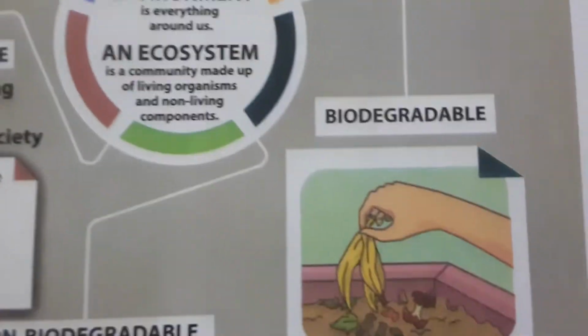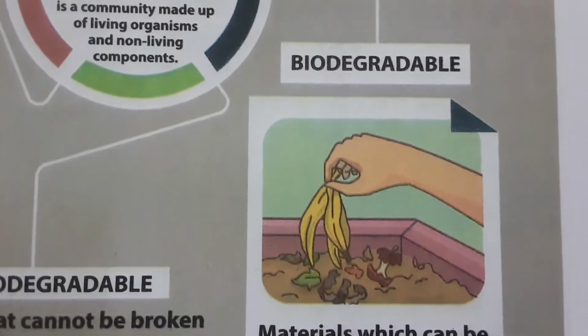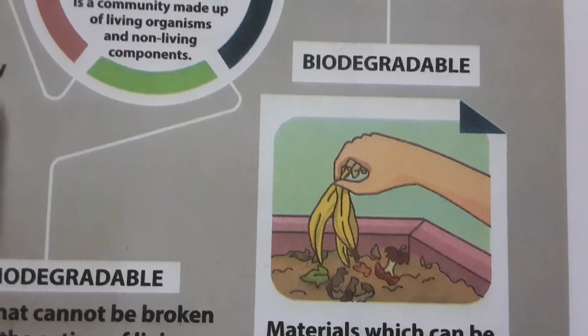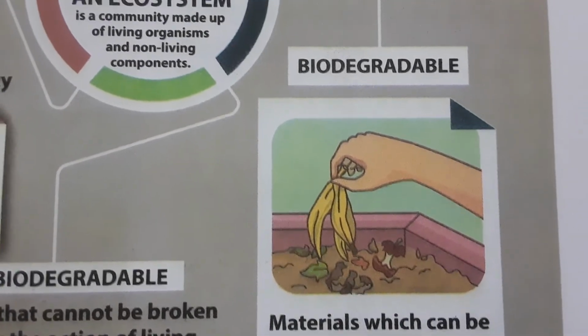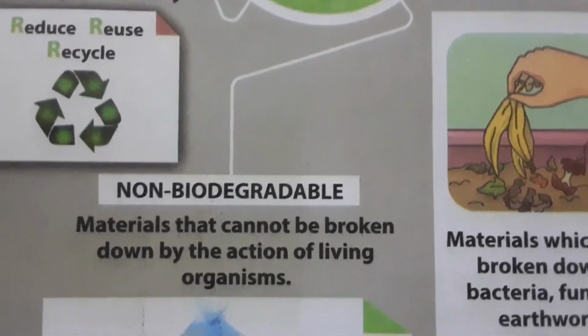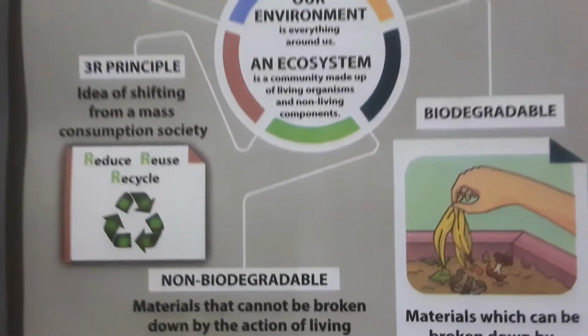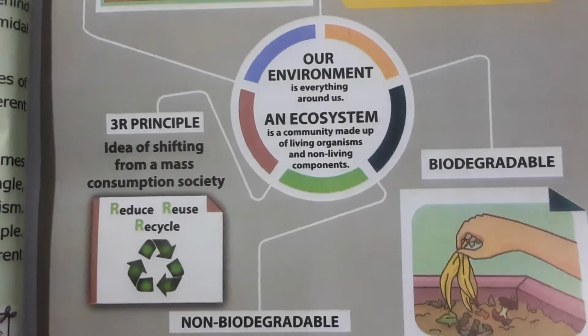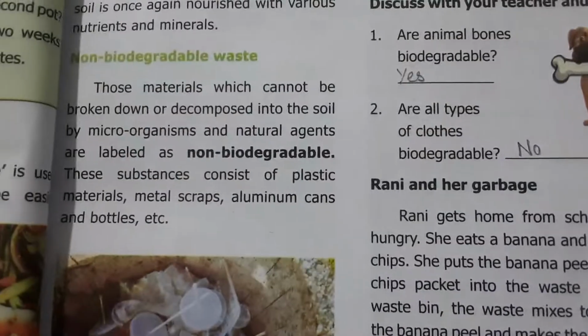They are biodegradable and non-biodegradable. Biodegradable are nothing but plant parts or animal parts, or animal bodies or plant bodies, whereas the non-biodegradable are materials that cannot be broken down by the action of living organisms. For example, plastic bottles. So plastic is very, very threatening to the earth's environment.